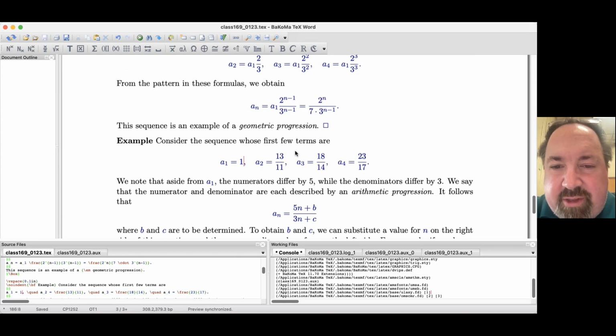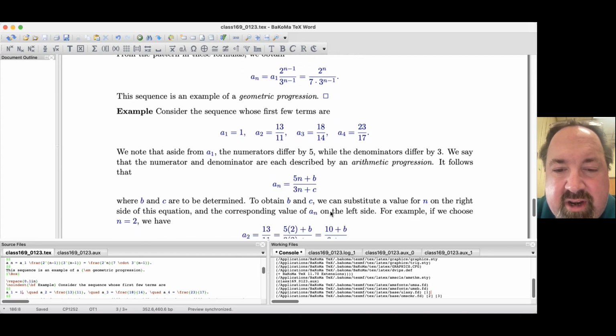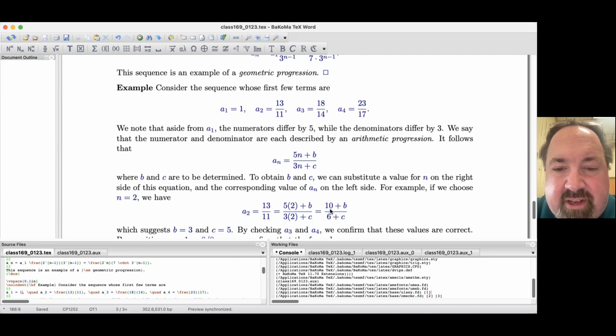So since we keep adding 5 in each numerator, the numerator has the form 5n plus b, where currently we don't know b. In the denominators, we're adding 3, so that gives us 3n plus some other number c that also is unknown. So to figure out b and c, what we can do is substitute a value of n and substitute the value of an from one of these, and we can solve for b and c.